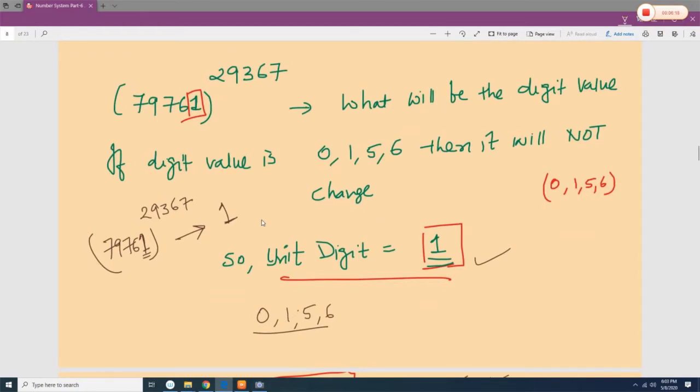Now let us take an example of 79,761 to the power 29367. Now what you need to consider is our rule. If it is 0, 1, 5 or 6: 0 is not there, 1 is there. It means the 1 will remain the same in the unit place.